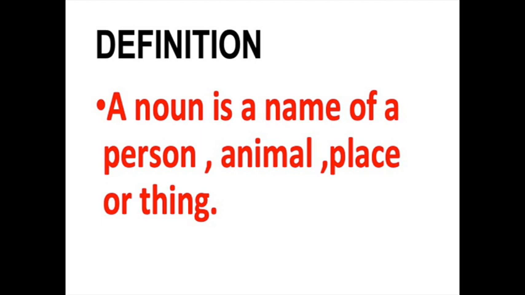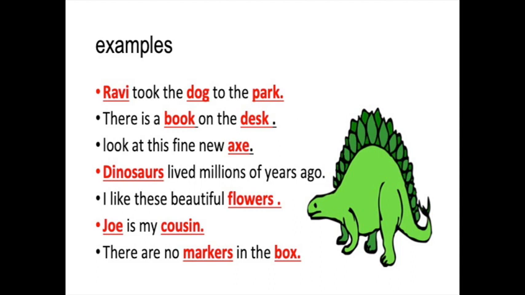A noun is a name of a person, animal, place or thing. Here are a few examples. Ravi took the dog to the park. So in this sentence I have the nouns Ravi, dog, park. There is a book on the desk. Book and desk. Look at these fine new eggs. Eggs is a noun. Dinosaurs lived millions of years ago.